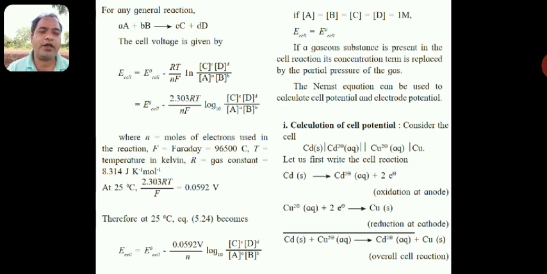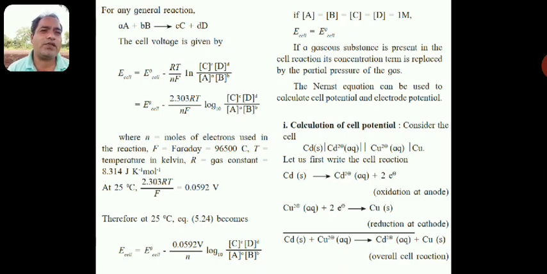If we are conducting this reaction at 25 degrees Celsius, then 2.303 RT divided by F, if we substitute all these values at 25 degrees Celsius, we get the overall answer of this term, that is 0.0592 volt. That means instead of writing all these terms every time, we can write 0.0592 volt. Therefore at 25 degrees Celsius, the equation becomes E of cell is equal to E0 of cell minus 0.0592 volt divided by n, where n means the number of moles of electrons used in the reaction, log to the base 10 of concentration of C to the power c into concentration of D to the power d, divided by concentration of A to the power a into concentration of B to the power b.